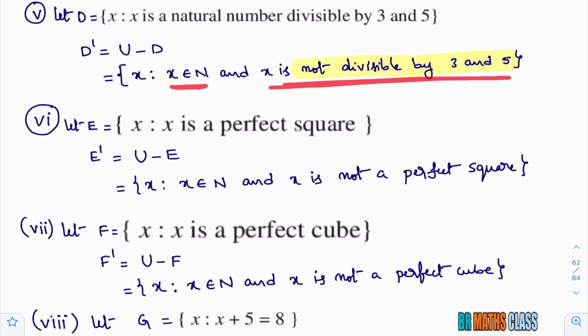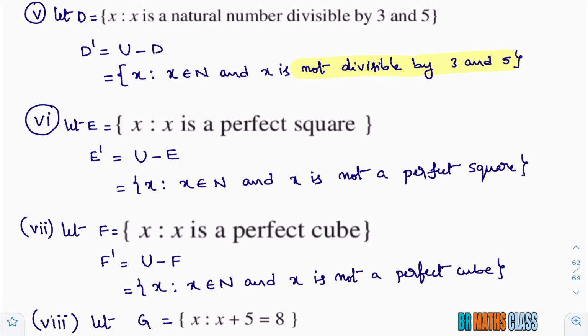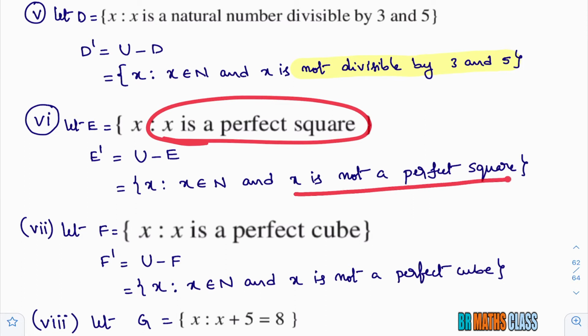Right? Now come to E. This set complement we need to calculate. I named this set as E. Now E dash formula is U minus E. Basic idea is what? E dash is also known as not E. Here E is what? X is a perfect square. What is E dash? Not a perfect square. Simple. Look here. X is not a perfect square.